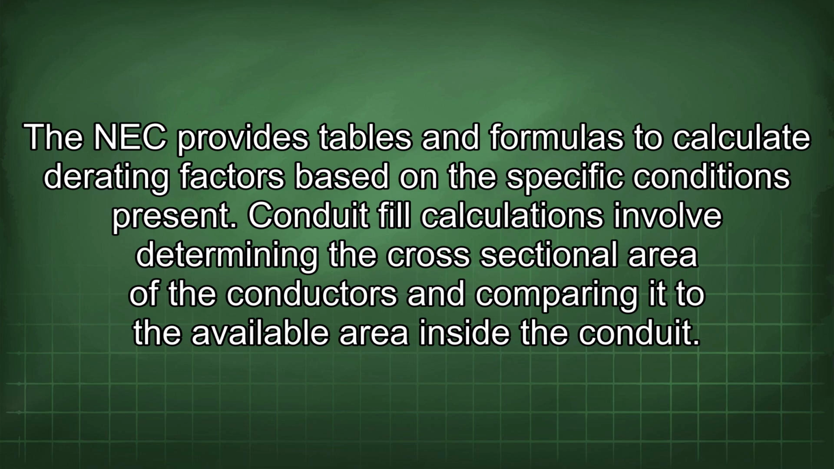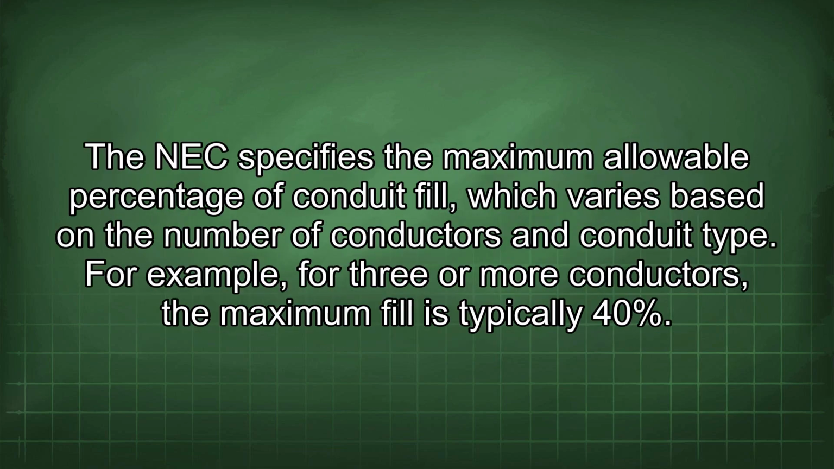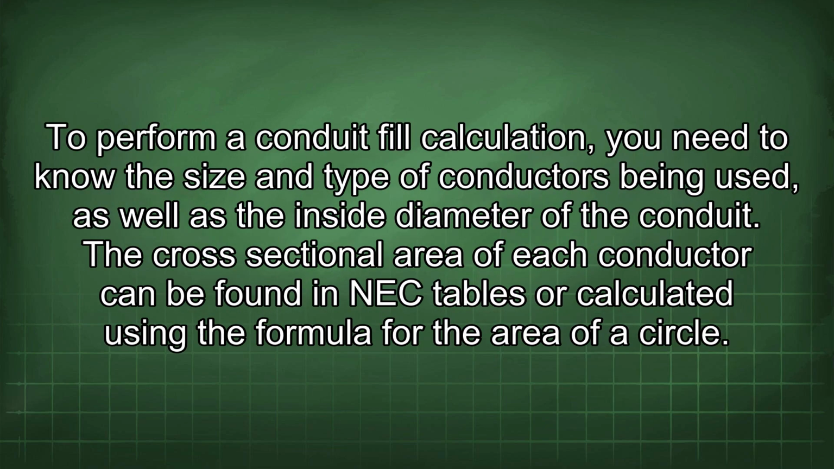Conduit fill calculations involve determining the cross-sectional area of the conductors and comparing it to the available area inside the conduit. The NEC specifies the maximum allowable percentage of conduit fill, which varies based on the number of conductors and conduit type. For example, for 3 or more conductors, the maximum fill is typically 40%. To perform a conduit fill calculation, you need to know the size and type of conductors being used, as well as the inside diameter of the conduit.